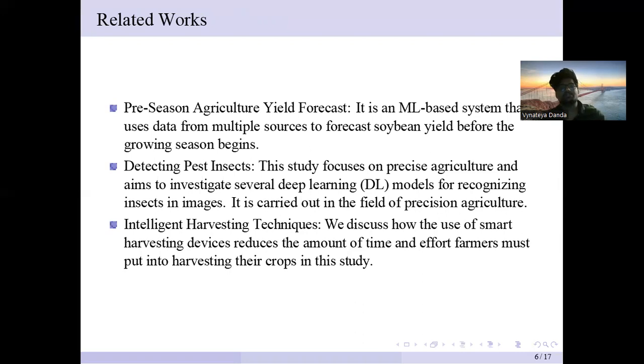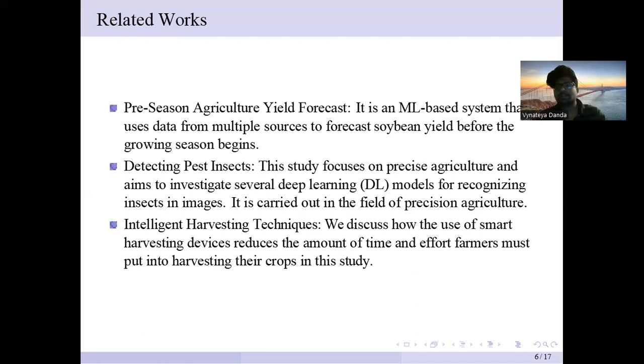So basically, this pre-season agriculture yield forecast is a machine learning based system that uses data from multiple sources to forecast soybean yield before the growing season begins. Here, they have taken the different temperatures, humidity, and climatic conditions, and they are also differentiating between day and night, and based on different types of crops. They have compared all these constants for soybean to predict its crop yield forecast. So we have taken one of the references from that.